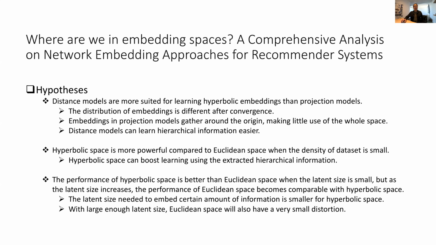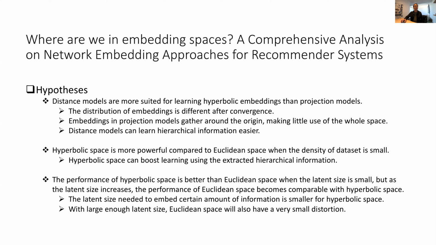Now let me introduce the three hypotheses we proposed regarding the performance of hyperbolic space. Our empirical experiments are designed to evaluate the correctness of those hypotheses. First, we argue that distance models are more suitable for learning hyperbolic embedding than projection models, since the projection model optimizes the inner product and the distance methods optimize the distance. The distribution of embeddings is different after convergence.